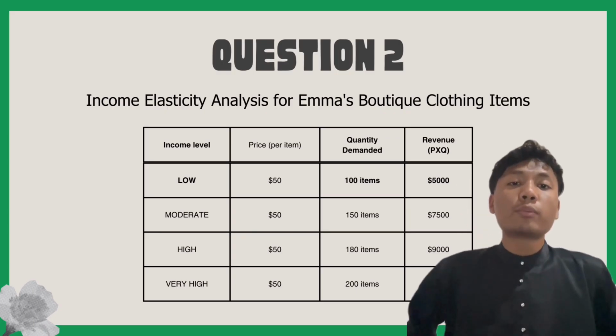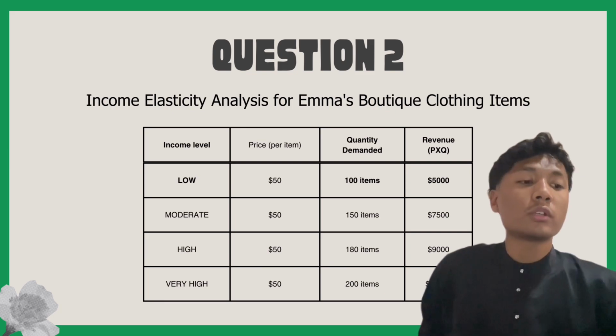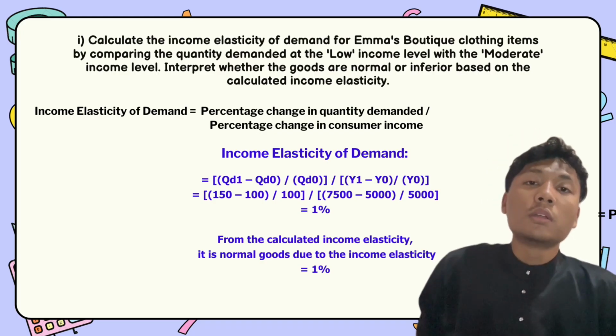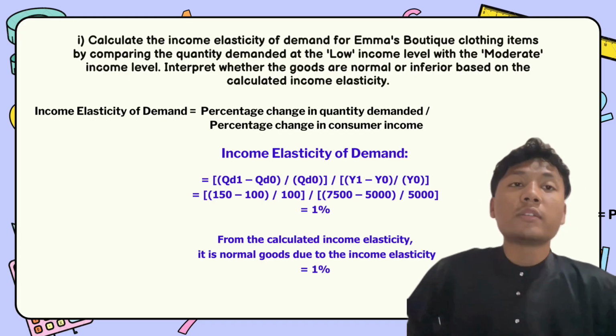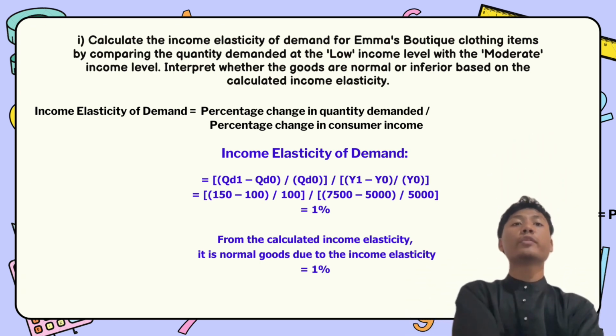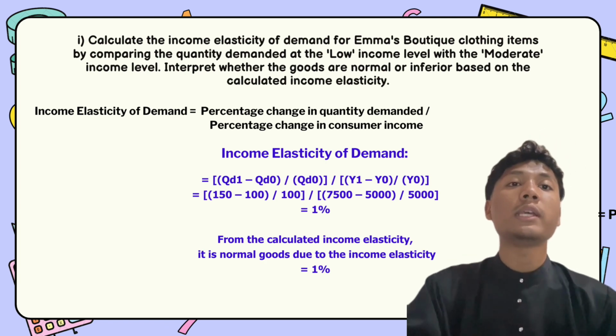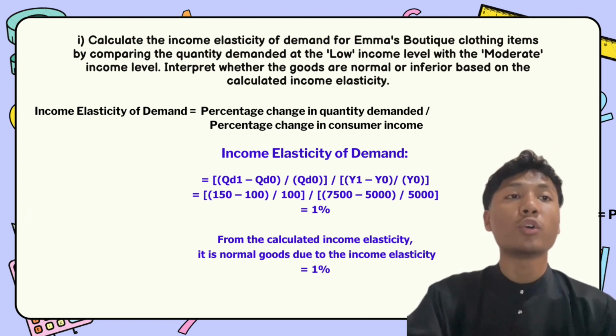So we proceed to the second question, and this is the table for income elasticity analysis for Emma's Boutique clothing items. The first question is to calculate the income elasticity of demand for Emma's Boutique clothing items by comparing the quantity demanded at the low income level with the moderate income level. Interpret whether the goods are normal or inferior based on the calculated income elasticity.